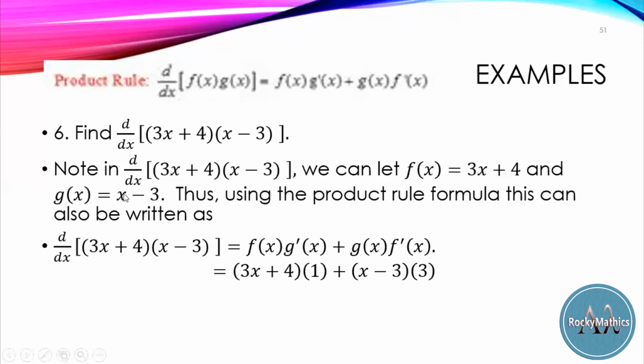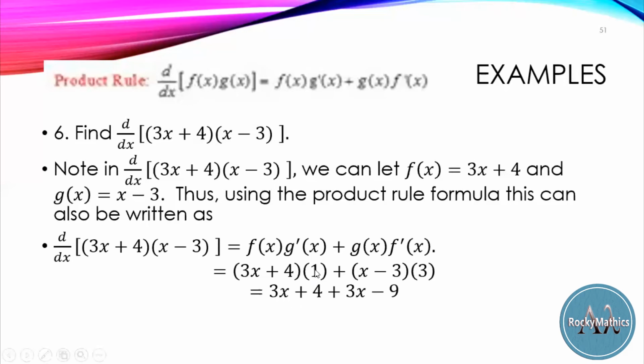Which is equal to 1, because the derivative of the constant is 0. So 1, plus g of x. What is our g of x? x - 3, times the derivative of f. What is the derivative of f? It is 3. So simplifying the equation, we come up with this expression.